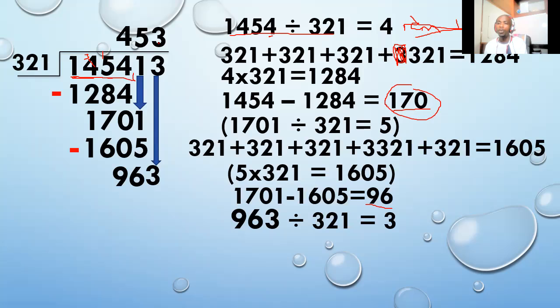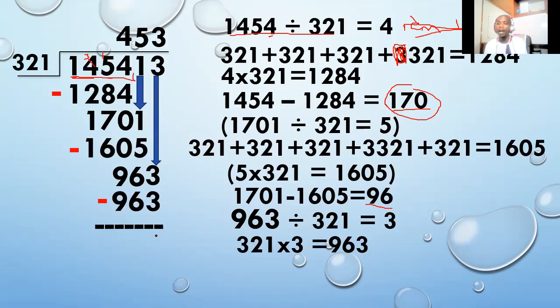Right? Then we multiply 3 times 321 here now. 3 times 321, what do we get? Here it is, we get 963. We write 963. This 963 that we've written here under this one, we subtract it from 963, right? 963 minus 963, what do we get? Our answer becomes a 0. Only when you reach a 0 here, you must know that you have finished the long division process.